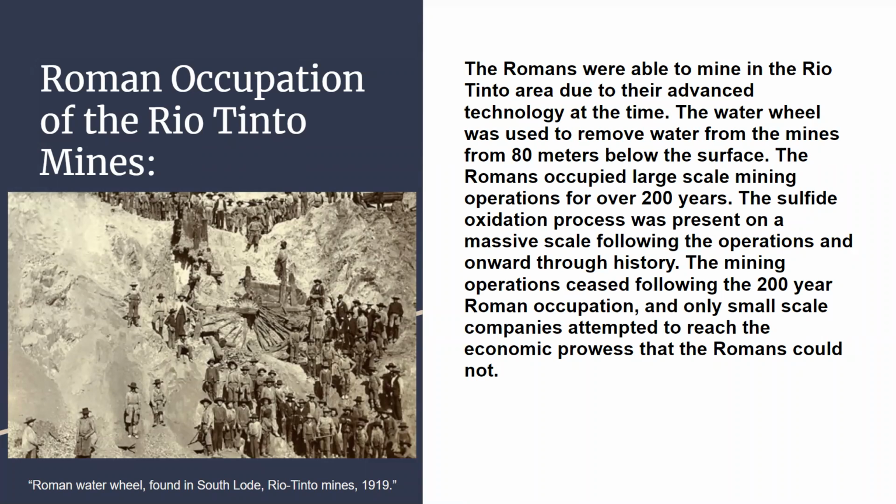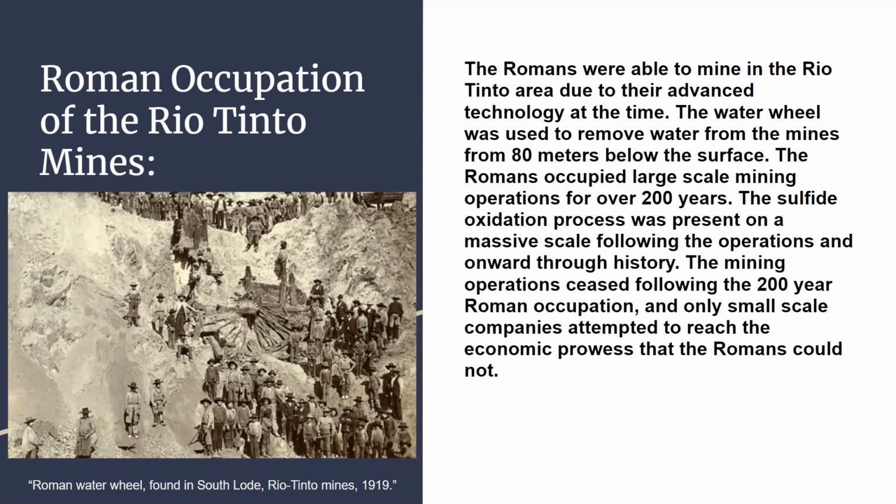And the mining of the Rio Tinto began with the Roman occupation of the mines. In the picture, there's one of the water wheels that was used for the mine. And the Romans were able to mine due to their advanced technology at the time, which during the Roman Empire was like a centerpiece of how they were able to advance so heavily. The water wheel was used to remove water from the mines from 80 meters below the surface. The Romans occupied large-scale mining operations for over 200 years. So the Romans ruled that area for centuries.